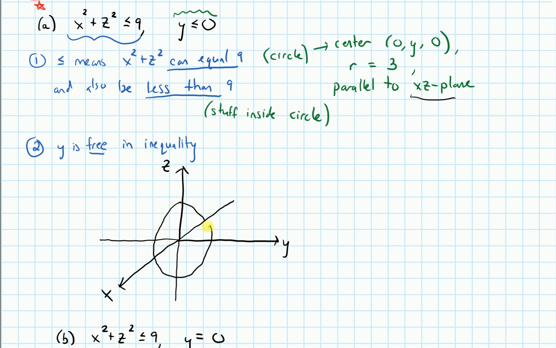It looks something like this, where it goes 3 in the positive x direction, 3 in the positive z direction, and the center is right at the origin. So that's one of the circles that's being described by this inequality. But of course, there are many other circles that are being described by the inequality. In fact, I could take a circle that has a center somewhere over here with a negative y value, and I could draw that circle.